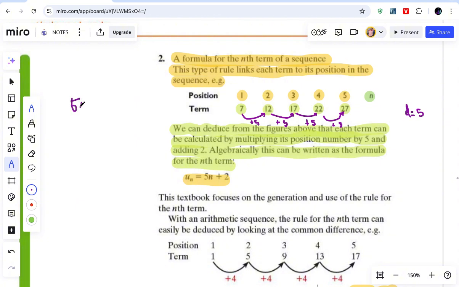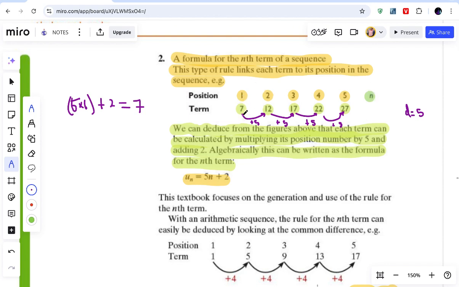5 times 1 is 5, right? So what we make it equal to, you know the term in that position is 7. So I will say plus what? Plus 2. 5 plus 2 will give me 7, right? So we're going to use this same logic to find the nth term. How? Same you're going to do here. 5 times 2, we don't need, once you do the first one, you can even come here straight away.